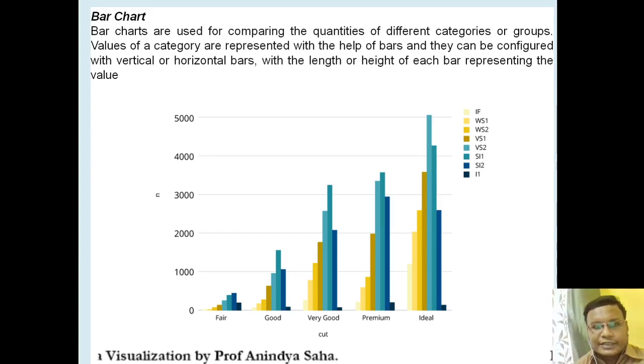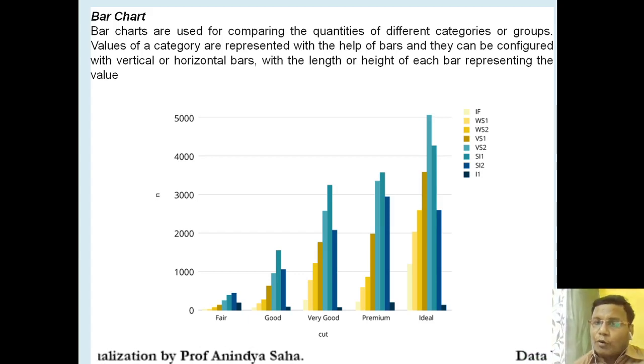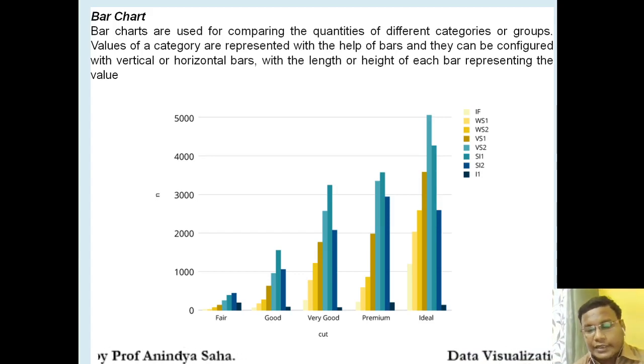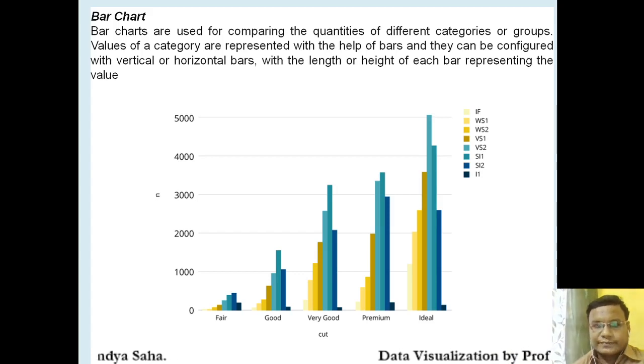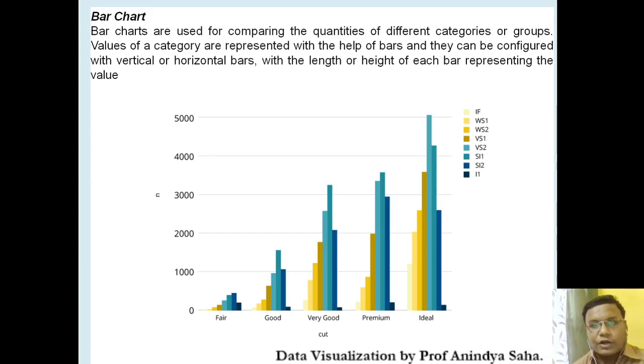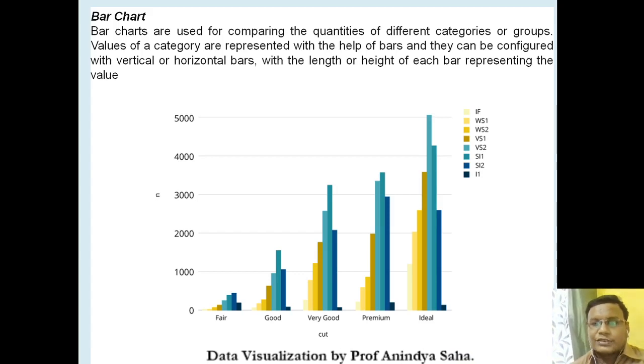This is a bar chart. It is very commonly used when we have different categories or groups of values. We use the bar chart. There are two types of bar chart, as we all know, either vertical bar chart or horizontal bar chart. By using different colors, we can add different values under each group.